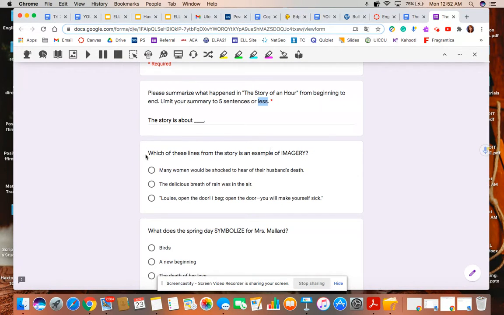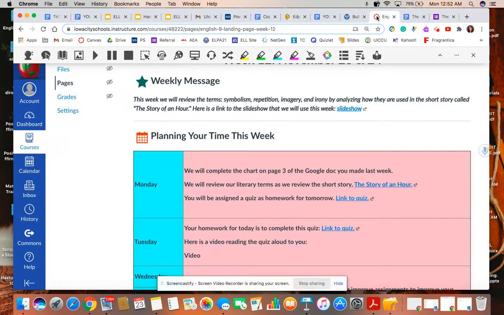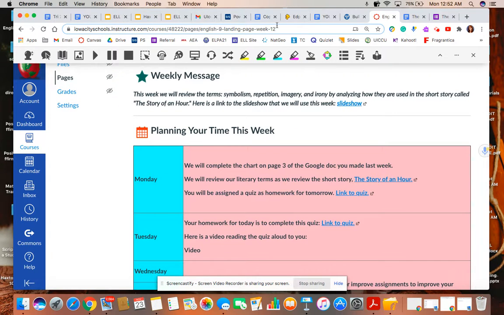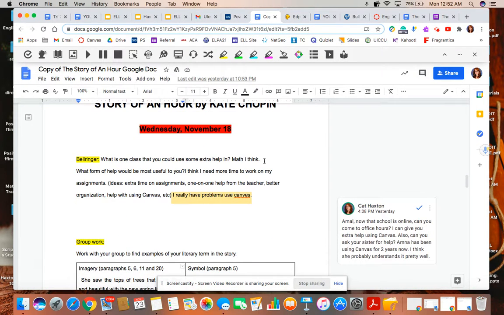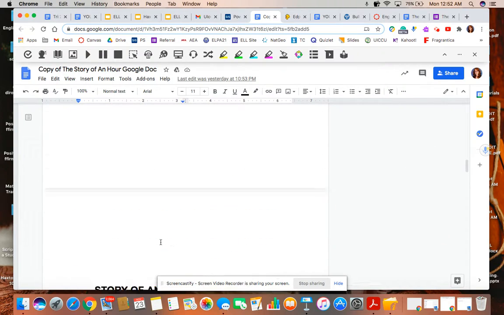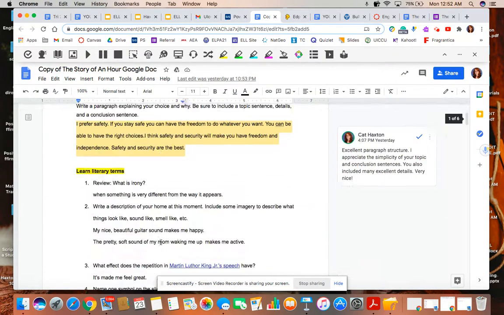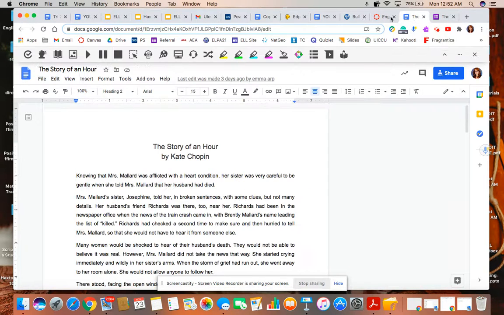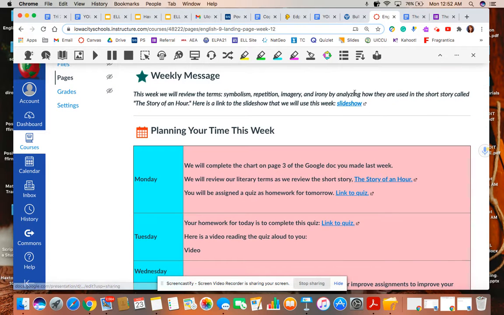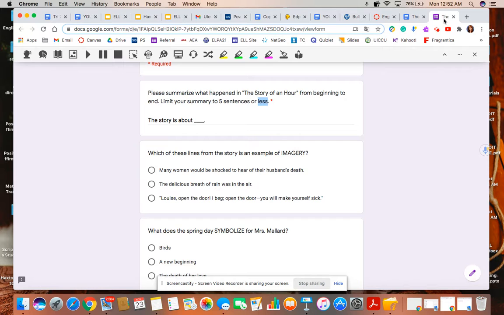The next question says, which of these lines from the story is an example of imagery? If you want to go back and look at our slideshow to relearn what imagery is, if you want to take a look at your notes, here from the story of an hour, your group work notes, talking about up here what imagery is, you can use any of your notes and your copy of the story or our slideshow from this week to help you answer these questions. So which of these 3 lines is an example of imagery?